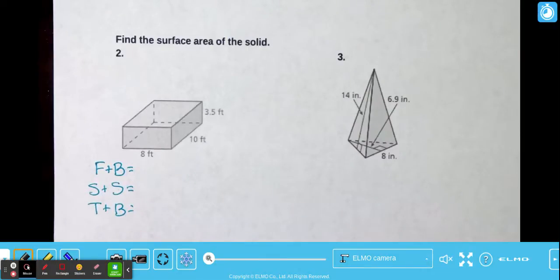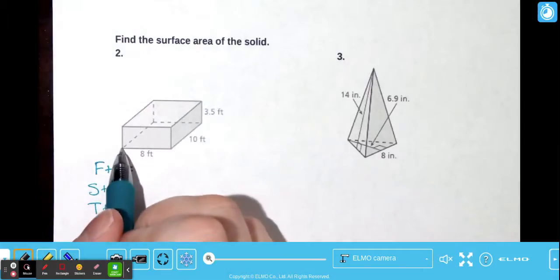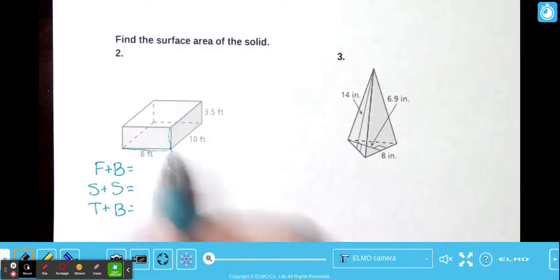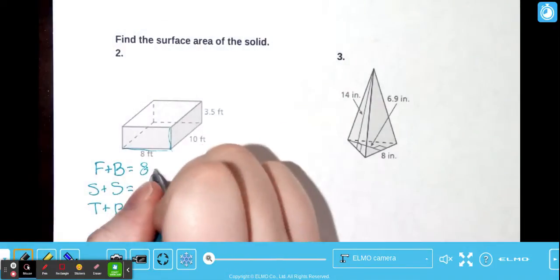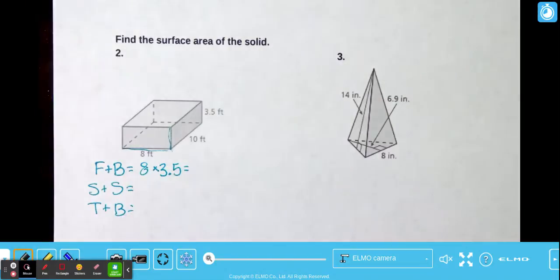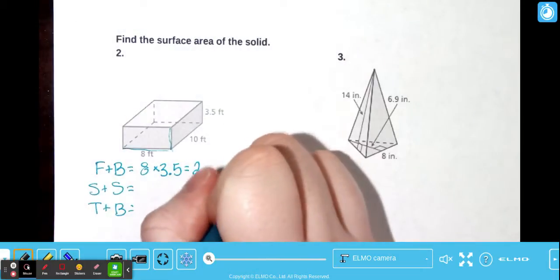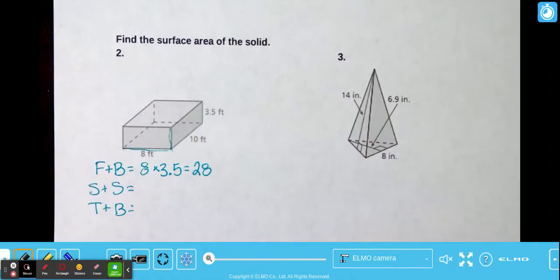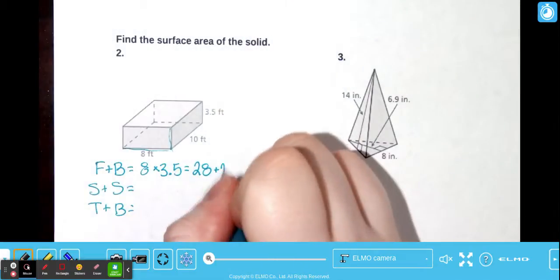That looks good. So the front and the back, what shape is the front? Rectangle. So we're going to do base times height. What's the base length? What's the height? Okay. And then if you have a calculator, 8 times 3.5 is 28. And that's the front. So how would I find the area of the back? Yeah, the same thing. So I'll just add 28 and 28 together.